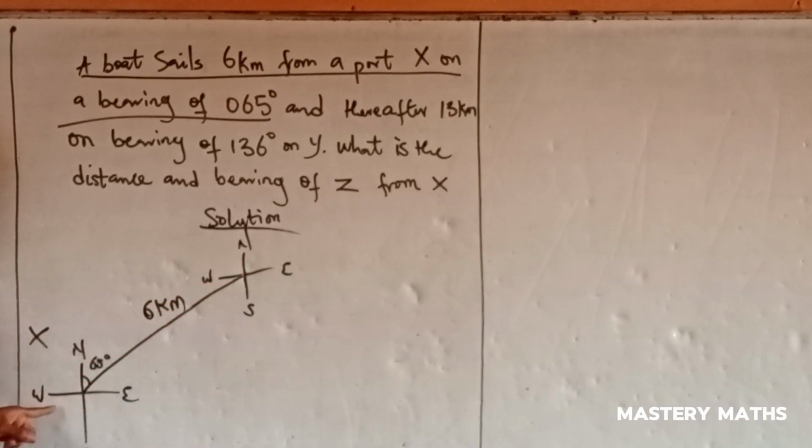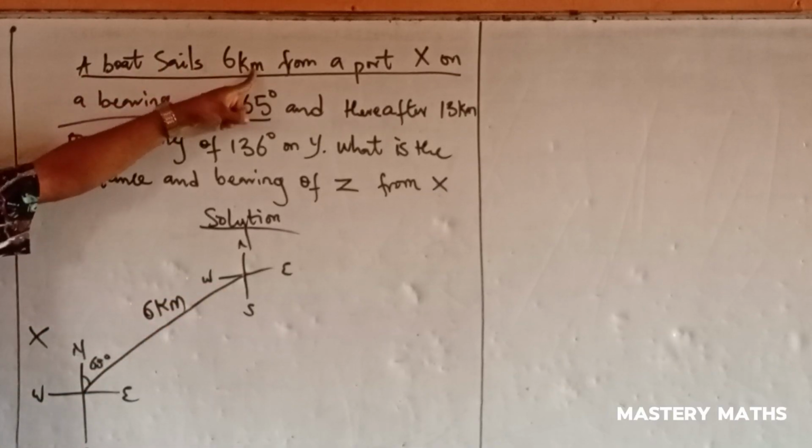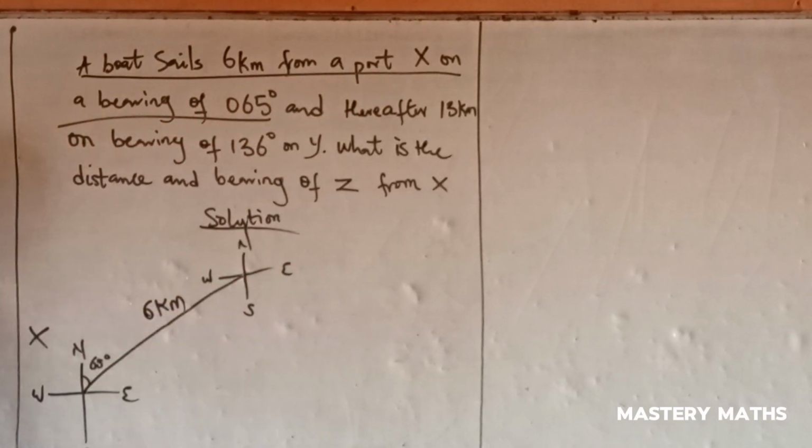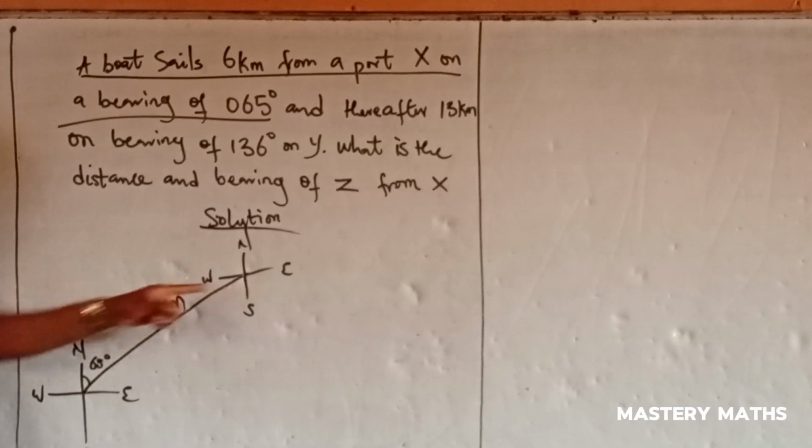Now we are done with this. We've created: a boat sails 6 kilometers from a port X. This is the boat. It sails out 6 kilometers in a bearing of 65 degrees.